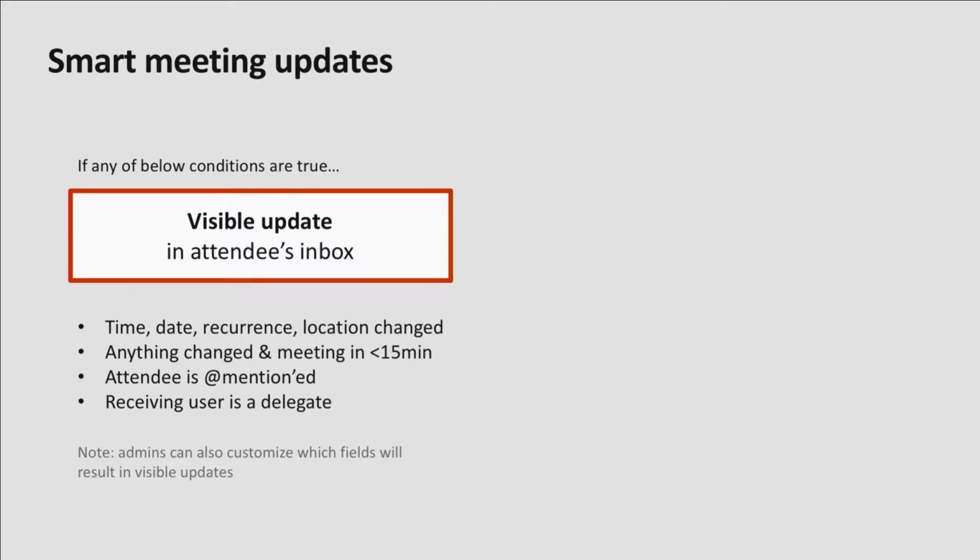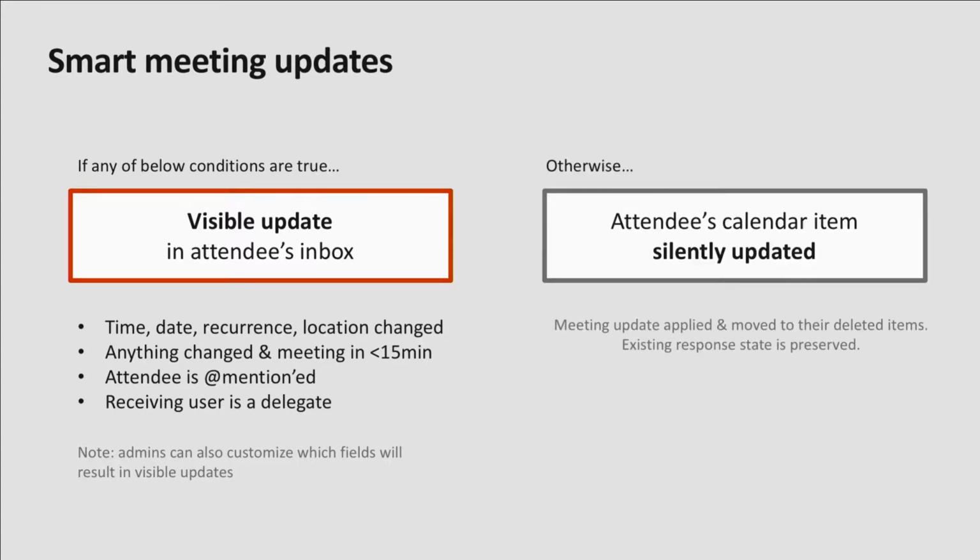And of course, one thing we'd like to do with this is give tenant admins the control to choose what properties force visible updates. So if you wanted to say anything changed in meetings within 30 minutes, you would have full control over doing that. Or if you wanted to make meeting body changes always force visible, you would have full control over that. So we would expose that to tenant admins to customize. But these are just the defaults.